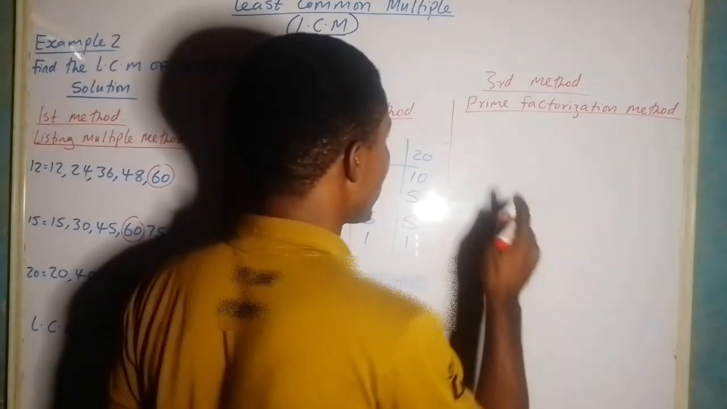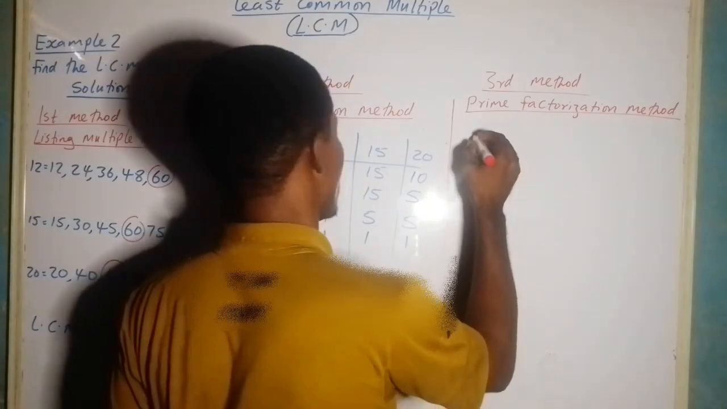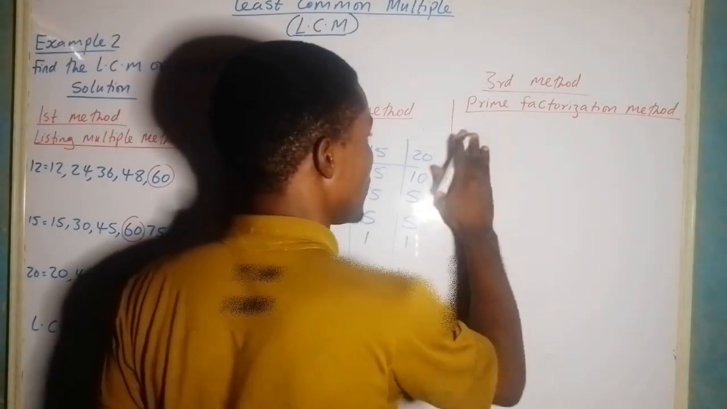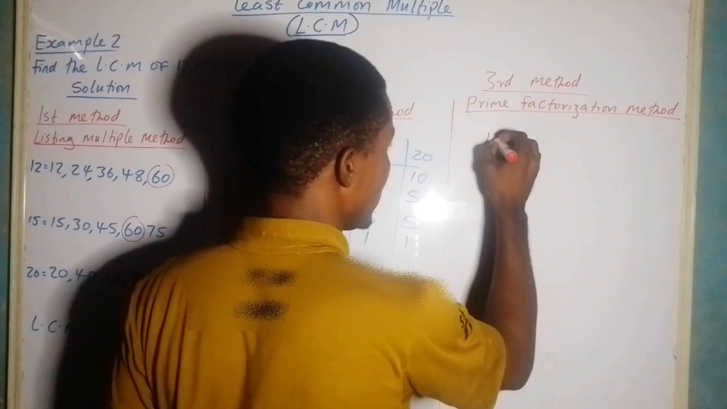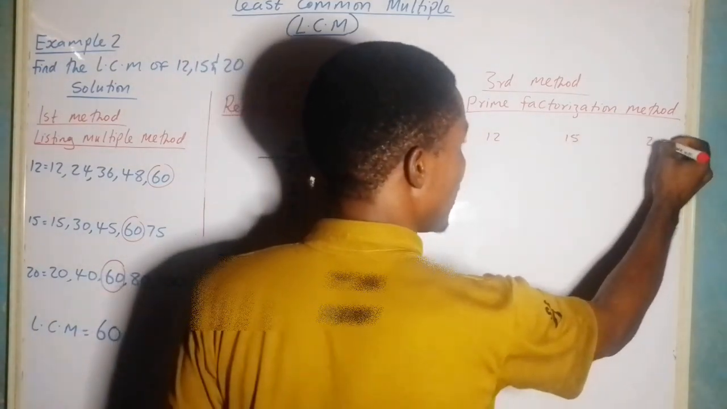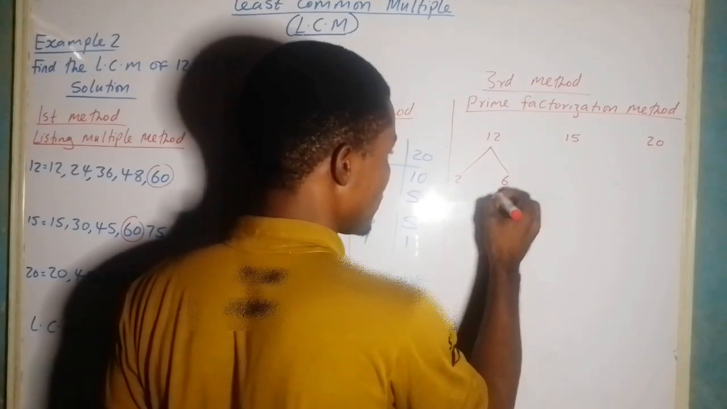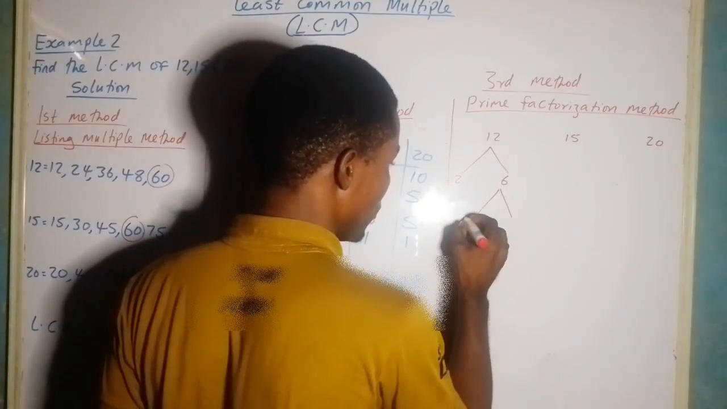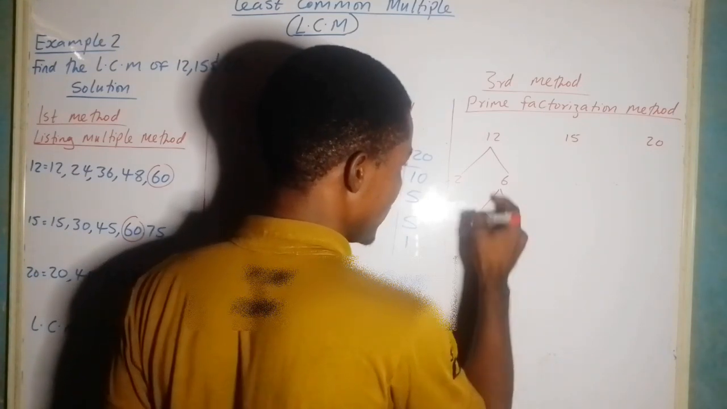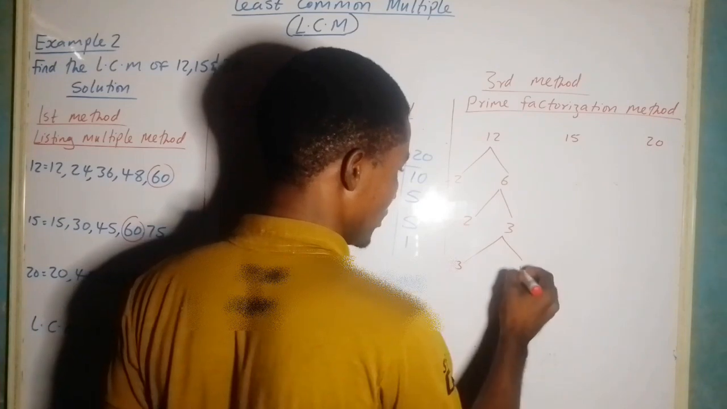Now, let's find the lowest common multiple of the three numbers using the prime factorization method. We have our 12. We're going to make it tiny a bit, so I can contain 12, 15, and 20. So let's go. 2 times 6 gives me 12. 2 times 3 is 6. 3 times 1 is 3.